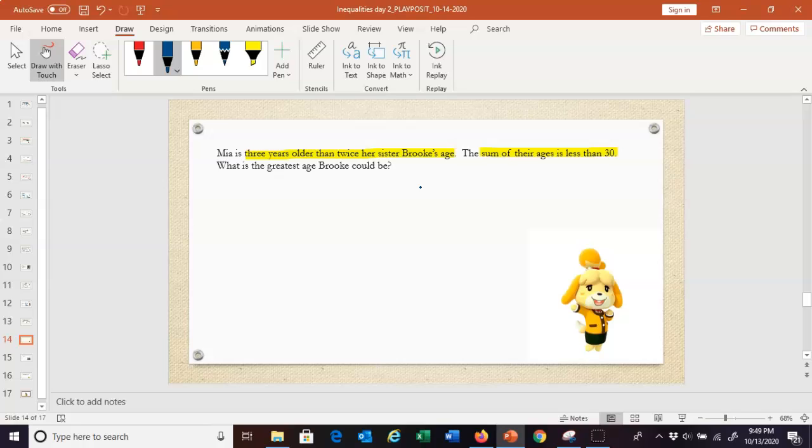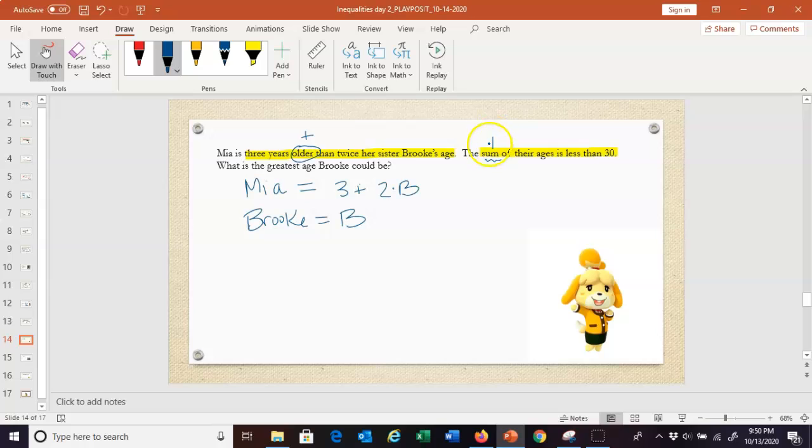Oh, so this is a really good example of what I was talking about earlier when we're going to be translating. Okay, so Maya is 3 years older. So older, we think of addition. 3 years older than twice her sister's age. So 2 times B. We'll call Brooke B. Here, let me label that. Brooke is B age, B years, and Maya is twice Brooke's age and then 3 years older. All right, so now let's use this clue.